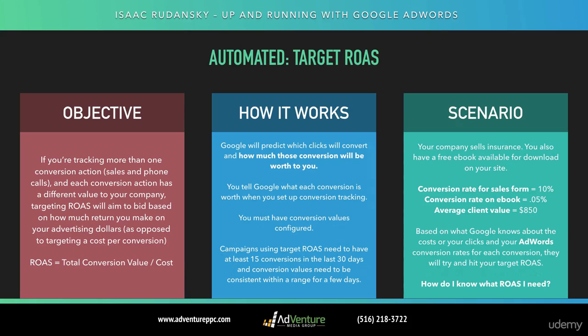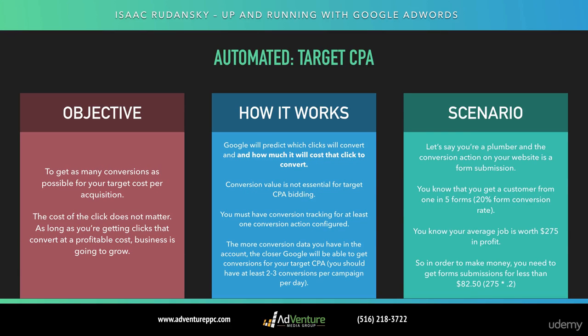Really good idea for. So let's just say you're a plumber and you have one conversion action on your website. It's a form submission, or it's the one conversion action that you're tracking in AdWords. You know from your own data, similar to the case we had in the previous slide with target ROAS, that you're going to close 1 in 5 forms into an actual client of yours, right? So that would be a 20% form conversion rate. 1 in 5 is going to be a 20% conversion rate. You also know that your average job, you have your own data, you know your business, is worth $275 in profit. That's your business.